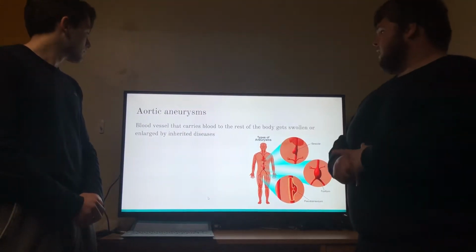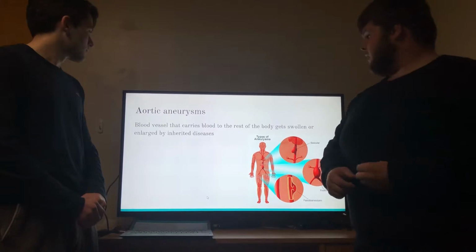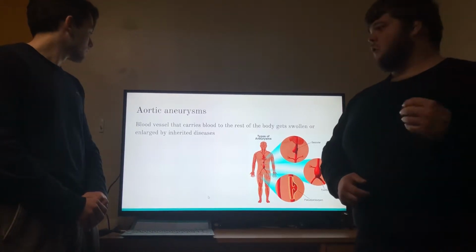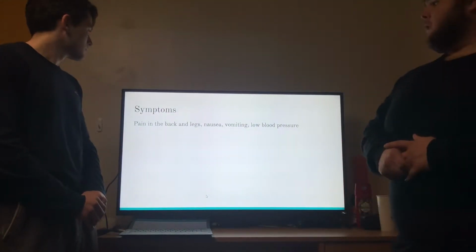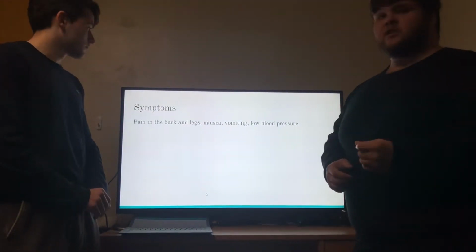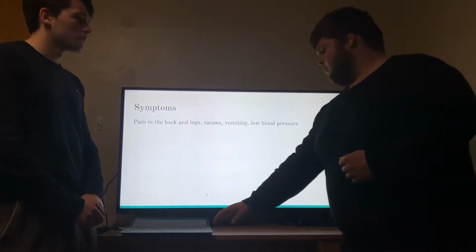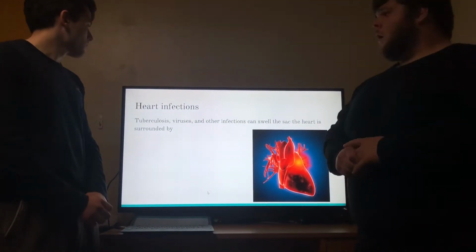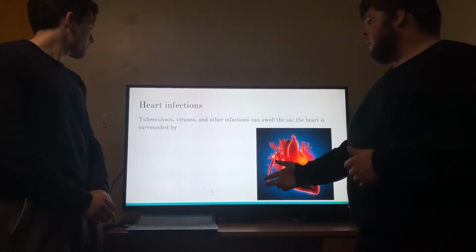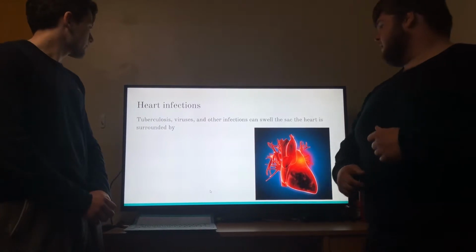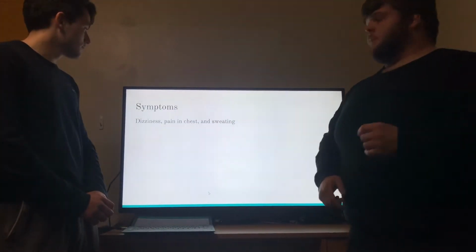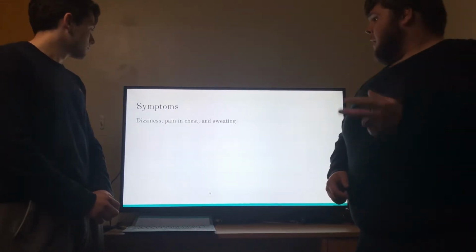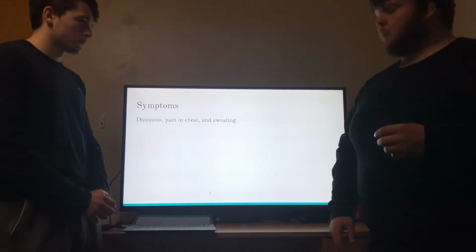Aortic aneurysm is when the blood vessels that carry blood to the rest of the body get swollen or enlarged by inherited diseases. Symptoms include pain in the back and legs, nausea, vomiting, or low blood pressure. Heart infections, such as TB or viruses and other infections, can swell the sac the heart is surrounded by. Symptoms include dizziness, pain in the chest, and sweating, but are not limited to these.